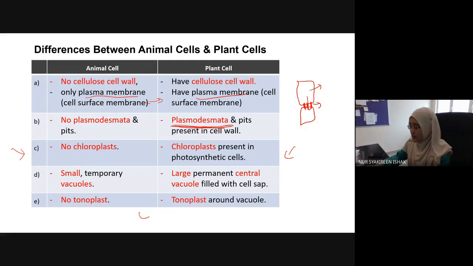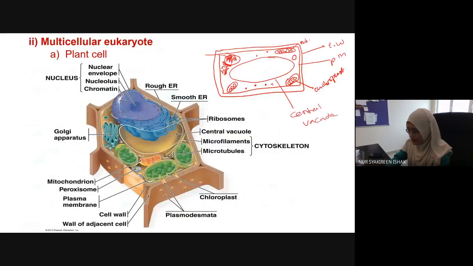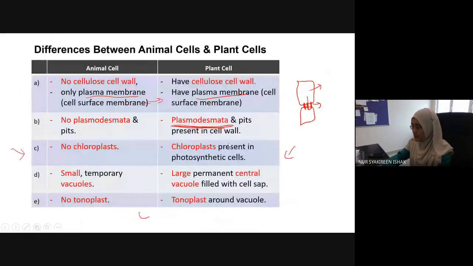Okay, so kalau tengok kat gambar ni, nampak ada lubang-lubang ni kan? Lubang antara sel yang pertama ni dengan sel yang kedua ni. So you have connection, which is plasmodesmata. This is to allow the cell to transport materials from cell to cell. So that is the function of the plasmodesmata. For animal cell, they do also have cell junction, but it is not called plasmodesmata. They have other terms such as, for example, gap junction.